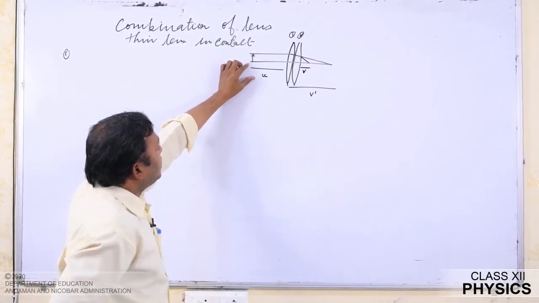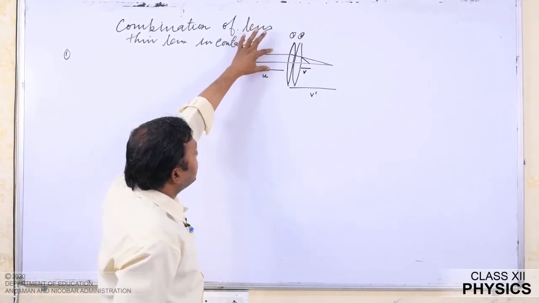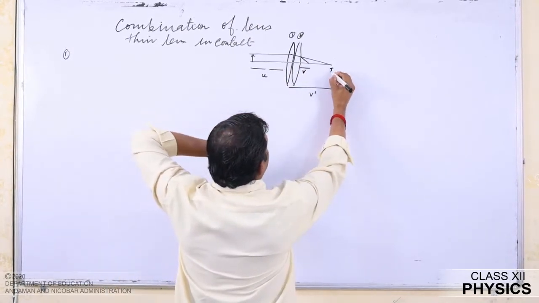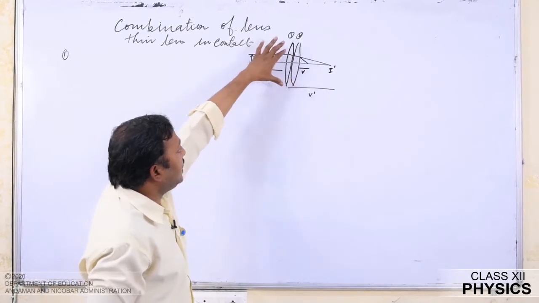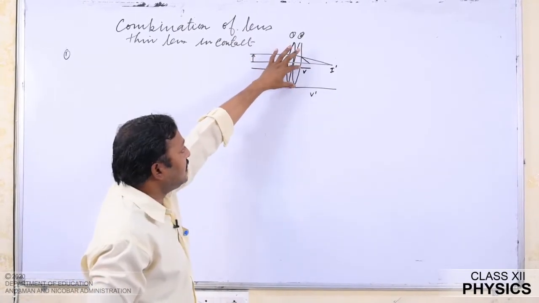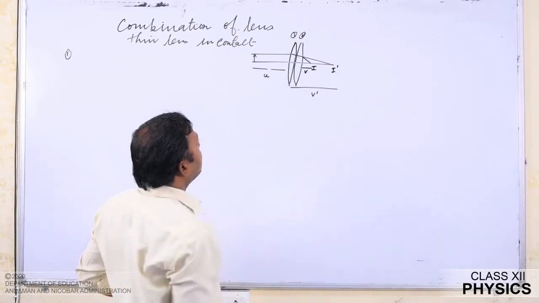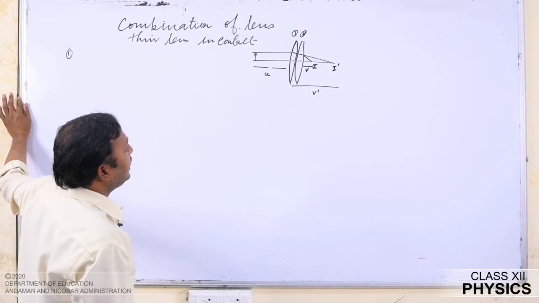So the diagram is like this. An object is placed at a distance of u from the first lens. It forms an image at a distance of v dash within the lens itself, which is named as I dash. This I dash, which is the image of the first lens, will act as an object for the second lens, and the final image forms in the rarer medium at a distance v. Now we will try to see the total focal length in this case.